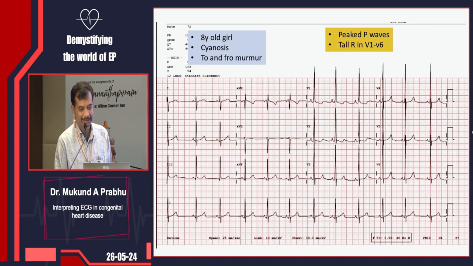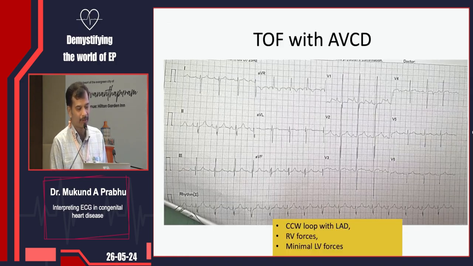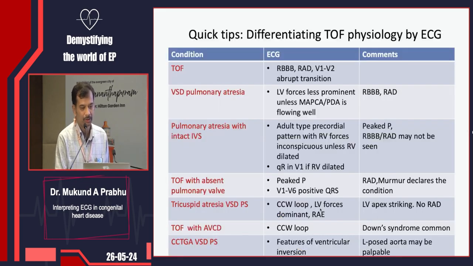And this is another typical ECG, to-and-fro murmur in TOF physiology. Clinically itself, absent pulmonary valve can be guessed, but the ECG is corroborative. V1 to V6, everywhere you will get positive waves. And in AV canal defect with TOF, another important differential, you will get the counterclockwise loop but right axis deviation, and LV forces will depend on how much LV is filled. So this is a way to differentiate between the TOF physiologies using ECG.